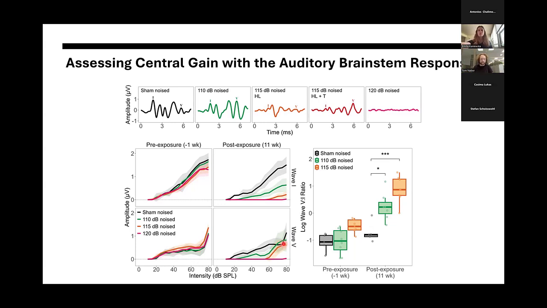And at 120 dB noise exposure, the animals were practically deaf. So if we express this 5:1 amplitude as a ratio, then we can also see significant increases in the ratios in these two noise exposure groups. And if tinnitus is a side effect of too much central gain, then it may be that these animals up top here have more severe tinnitus than the animals down below here.